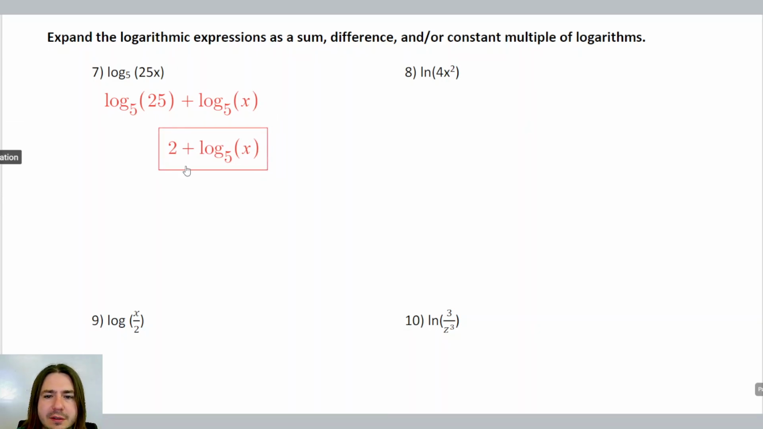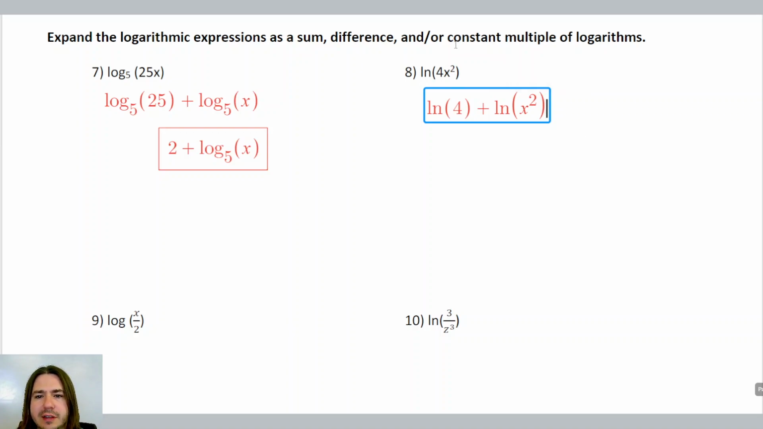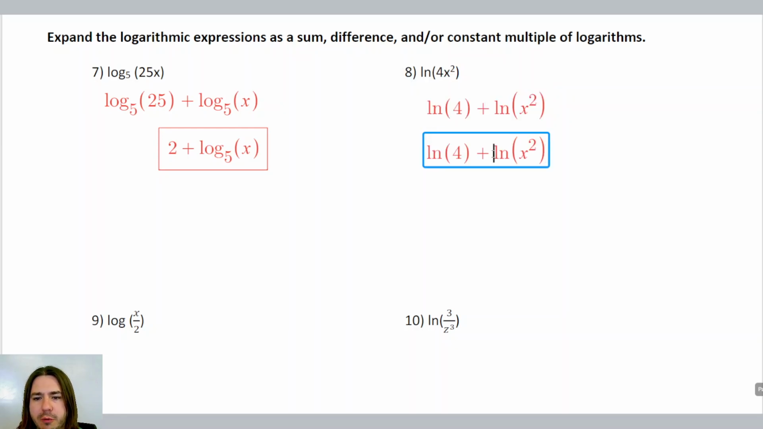For number 8, we've got the natural log of 4 plus the natural log of x squared. So both of those two factors are being multiplied, so we can split this up like this. Now, it also says that we want a constant multiple of logarithms. So basically what that means is anytime we've got an exponent, we are going to rewrite it as a coefficient of the logarithm. So we're going to write this as natural log of 4 plus 2 times the natural log of x.